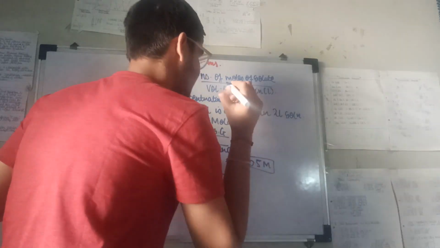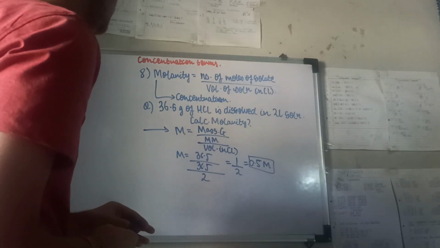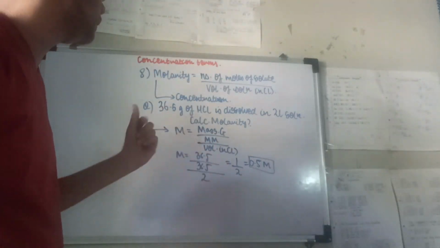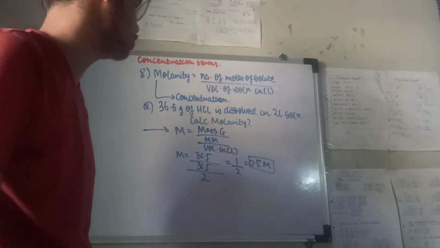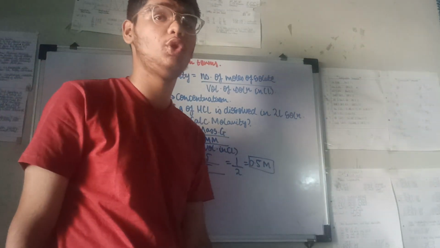So we can say it like that also: 0.5 M of HCl is present in the solution. Means the molarity is 0.5. That is, the concentration of HCl in the solution is 0.5. That way also I can frame it.